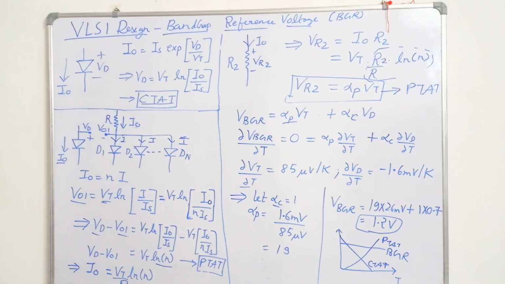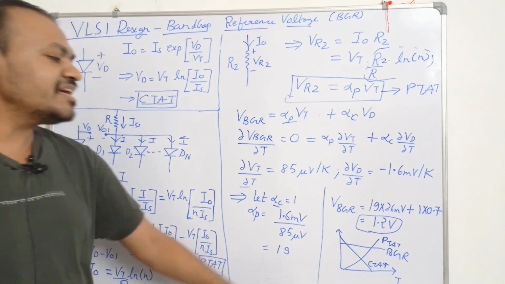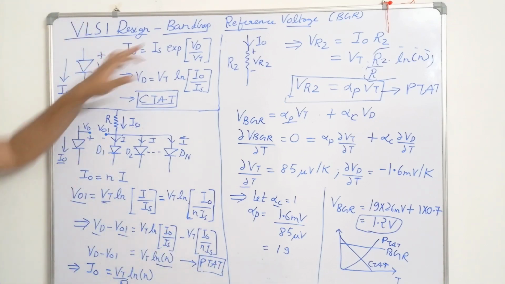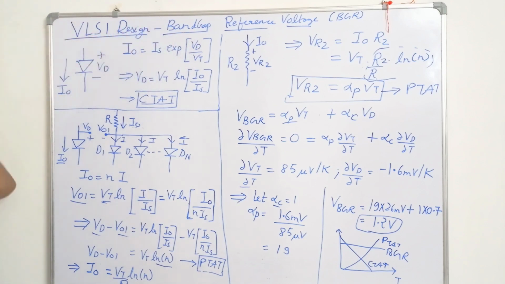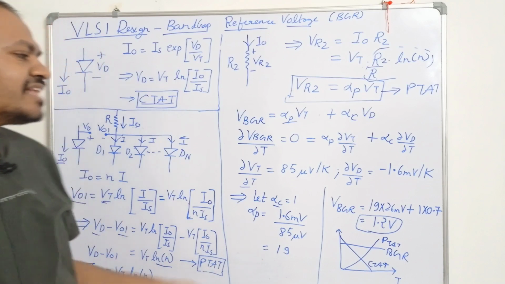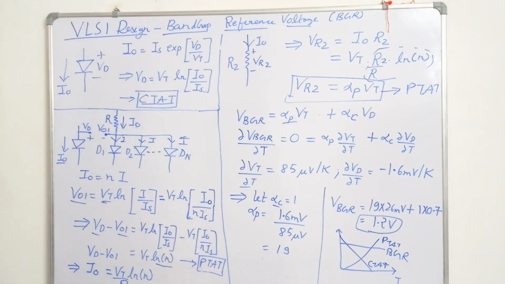Because in electronics we want our devices to perform very well over a wide temperature range. So this band gap reference voltage is a very important topic for VLSI design. In this part we have done the theoretical part. In the next video I will design this band gap reference voltage using Cadence Virtuoso software, and we will do the DC analysis also.